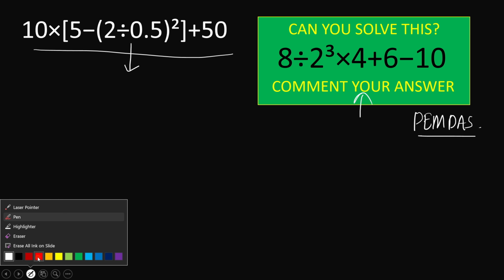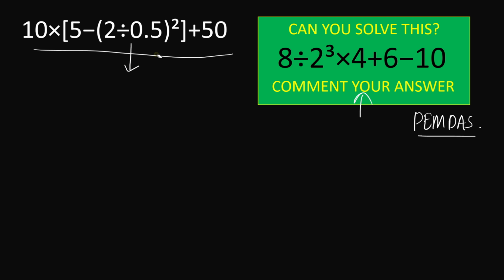Let's erase unnecessary things. Yes, we have to solve this parenthesis part. So inside that we have 2 divided by 0.5. When we remove the decimal, we will multiply by 10. 5 times 2 is 10, and 2 times 2 equals 4. So we can simply write 4 in place of this division.